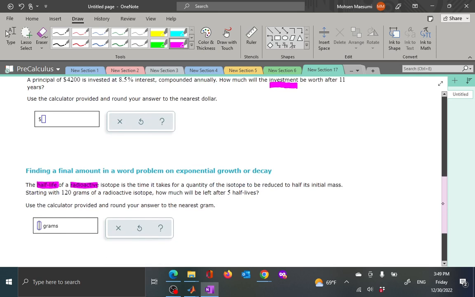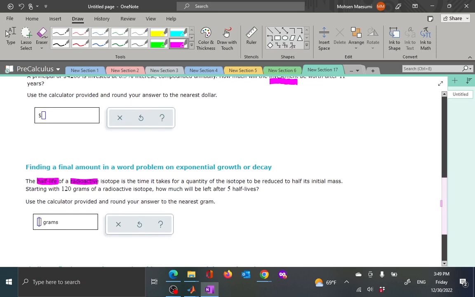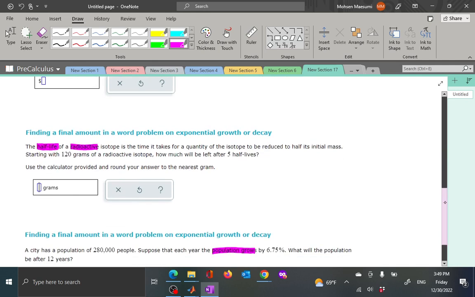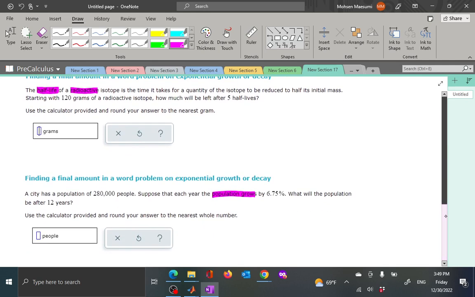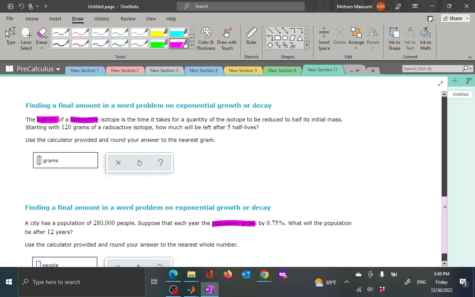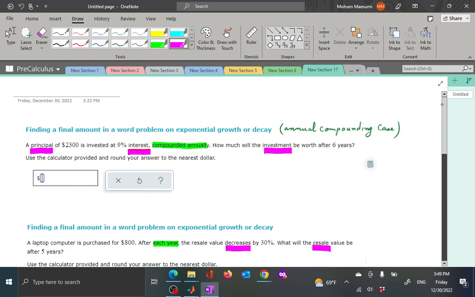And finally, we have an example of radioactive decay, half-life, and that issue coming up. And the last question in my list is related to population growth. If we have a population growing at a certain rate, how can we forecast the population in the future? All of these problems have a common theme to themselves.